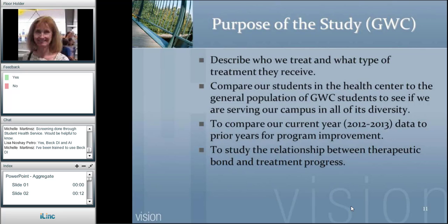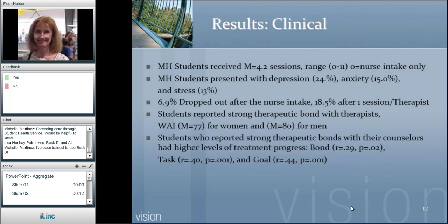So anyway, at the time she found that the typical mental health student received about 4 sessions. The range was 0 to 11, with 0 meaning that they quit after a nurse intake only. And depression is the largest single diagnosis that they're seeing. 6.9% are dropping out after the nurse intake and almost 20% after one session. They did have strong therapeutic bonds reported with their counselors, which did show higher levels of treatment progress.